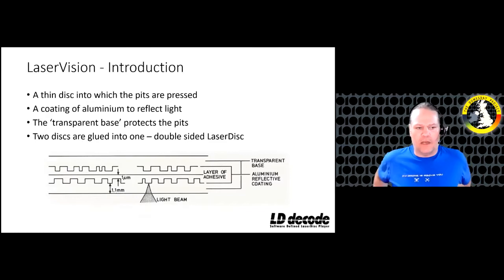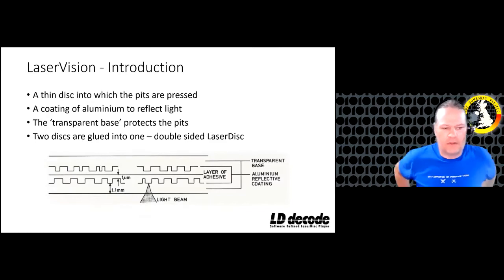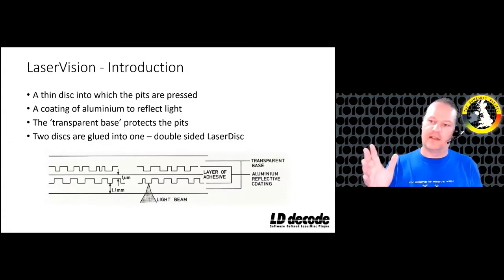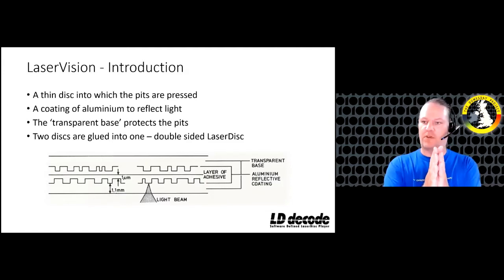So how are the disks actually made up? The way the disks are constructed is that you actually have 2 separate disks that are manufactured. You basically take 2 thin disks, you press the pits into the disk in a clean room environment, you coat the inside of the disk with aluminium, and then you put those 2 disks together to form the double-sided Laserdisc. So you end up with something that looks like this diagram.